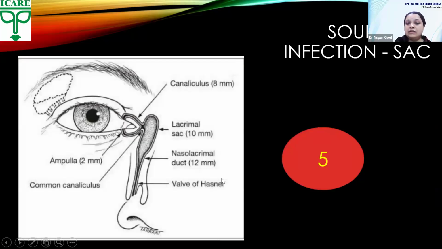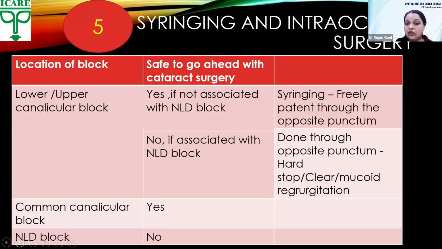So again, the very important question: why all this, the hard stop, soft stop, why do you need to know the level of the blockade? Because the source of the infection is the lacrimal sac. So anything which is proximal to the lacrimal sac is a condition where the patient probably does not have a risk of going into any infection, and you can safely proceed with any intraocular surgery. Anything which is distal to the sac needs to be taken care of, because this is an infected fluid and this is a potential source of endophthalmitis.